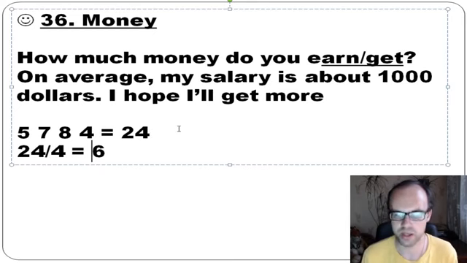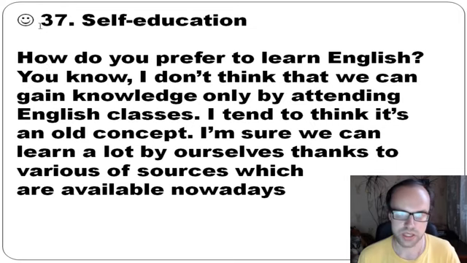Okay, on average. So it depends. One month, maybe one month it's $900. Maybe next month it's $1,100. So on average. Okay, how much money do you earn or do you get? On average, my salary is about $1,000. I hope I'll get more.